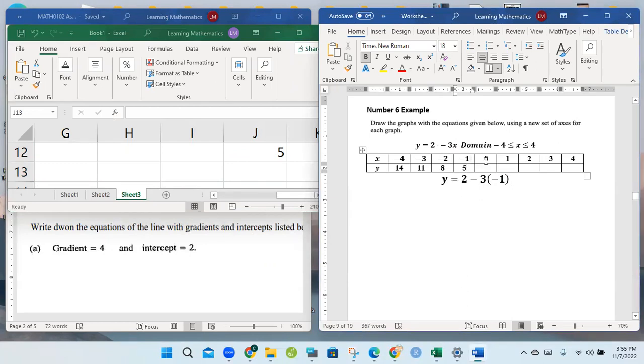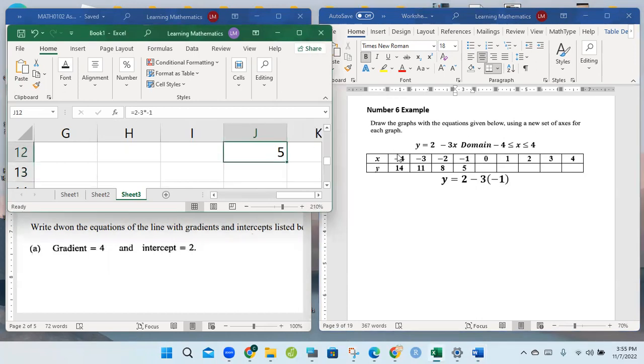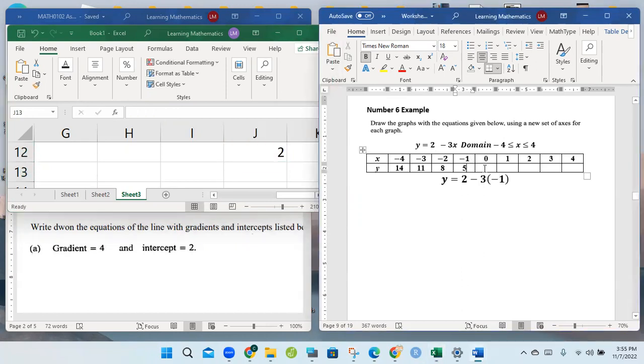From -1 to 0, that's 1, and 5 subtract 3 is 2. Let's see if we get 2, which is the y-intercept. Here it is, the y-intercept, which is 2. So we're going to put 0. And we get 2 as the y-intercept, which ties in nicely with the equation itself. The constant by itself is the y-intercept.